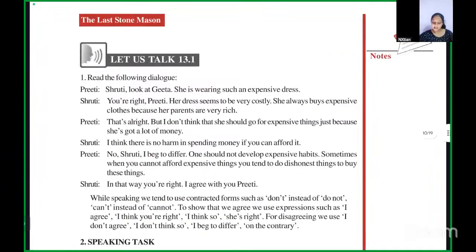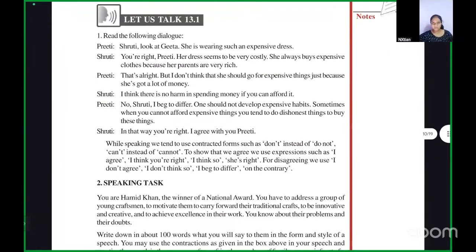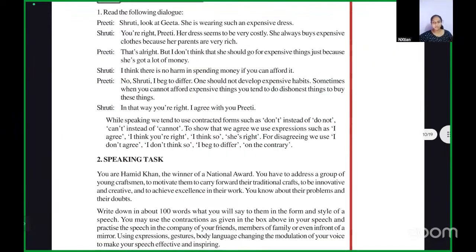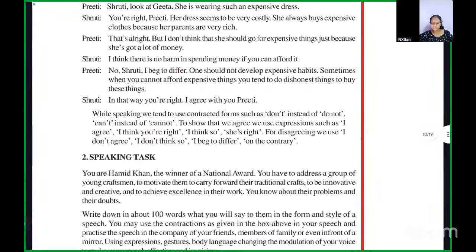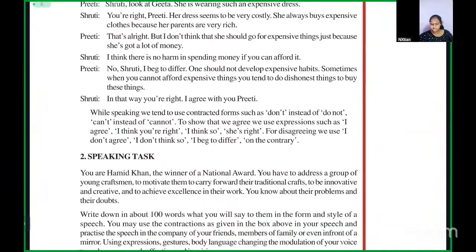Okay, it is like dialogues. Dialogues are given from a conversation between Preeti and Shri. While speaking, we tend to use contracted forms. The focus here is on contracted forms of words, such as don't instead of do not, can't instead of cannot. To show that we agree, we use expressions such as I agree instead of I think you are right.